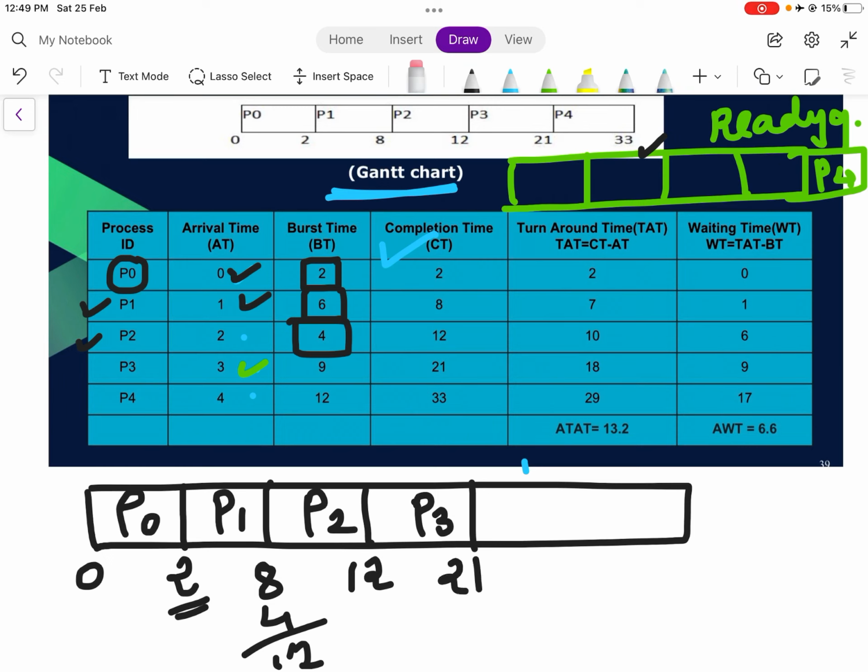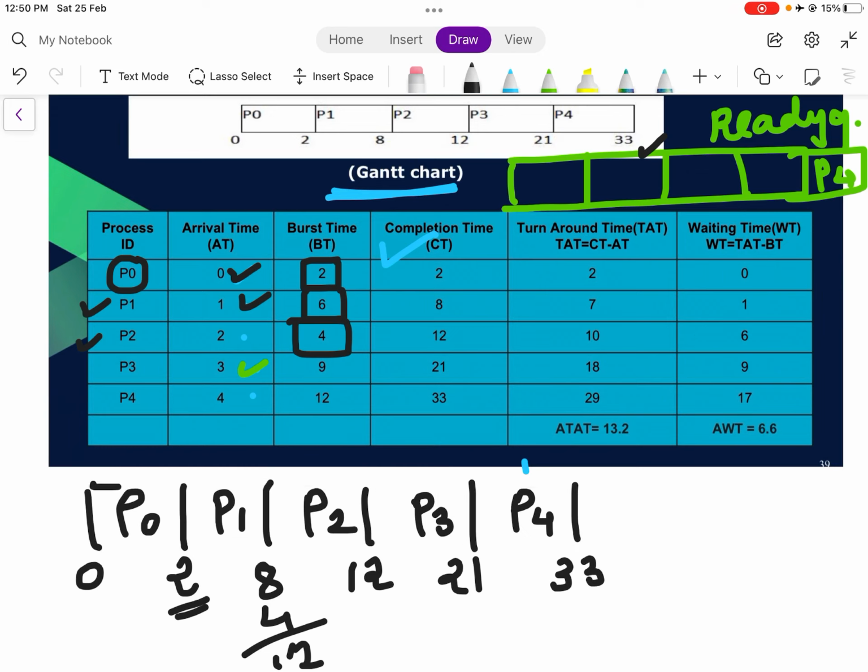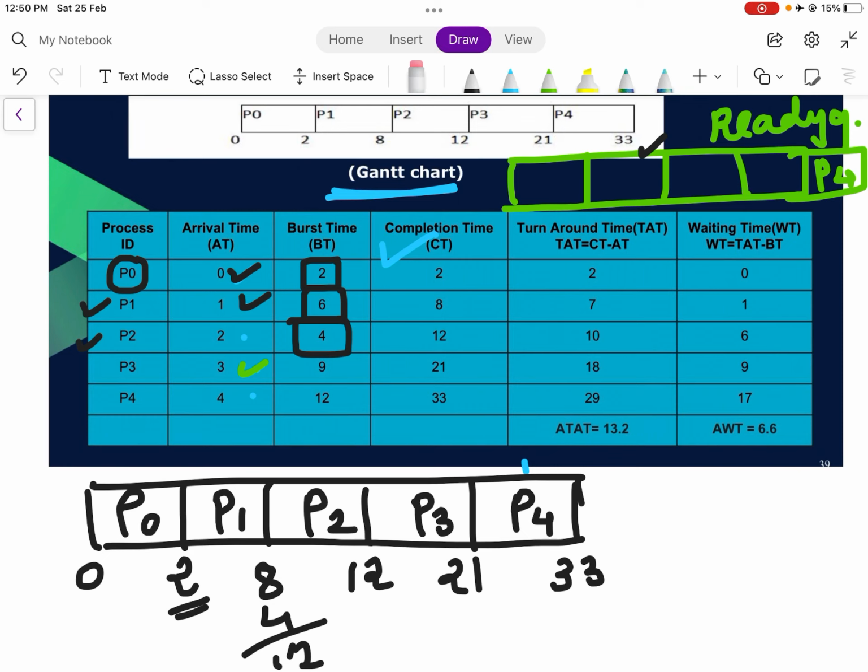P3 will leave the ready queue because P3 has exited. Next is P4. So then P4 will arrive. P4, how much time does it take to complete its execution? 12. So 21 plus 12 is 33. So P4 will also complete its execution and exit the CPU. So now the ready queue is empty because all the processes have completed their execution.